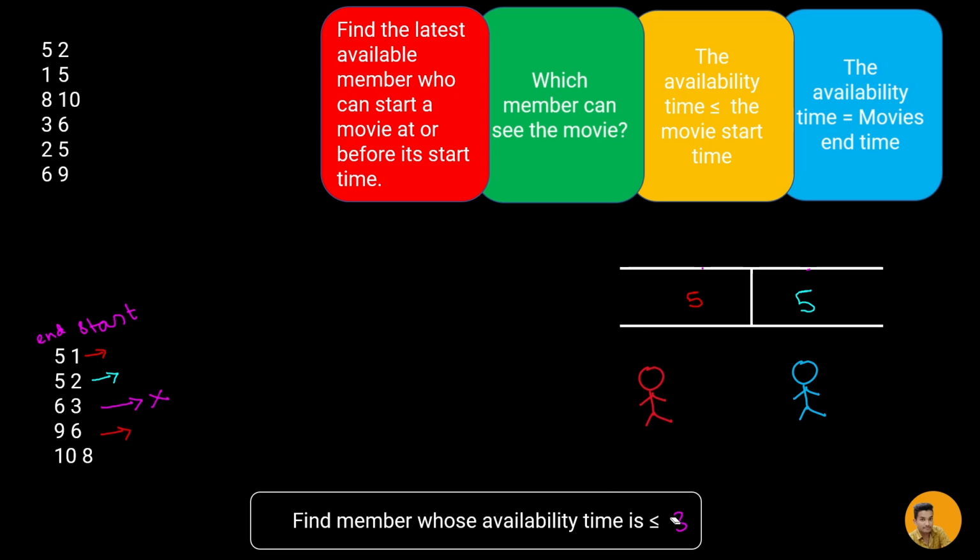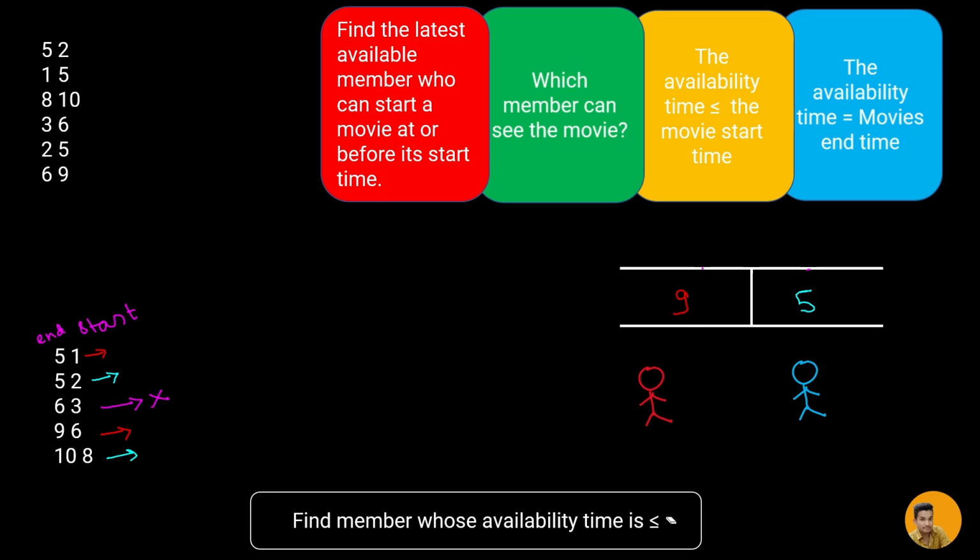Again the same question, you can think about this. Find a member whose availability time is less than or equal to 6, the start time of a movie. This guy is also free, just pick any of them. So now this guy will be 6, and now this will be 9, right? Because now he is going to finish at 9. Done.